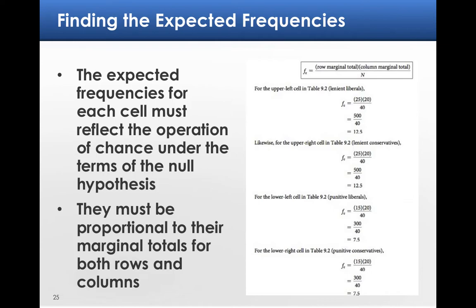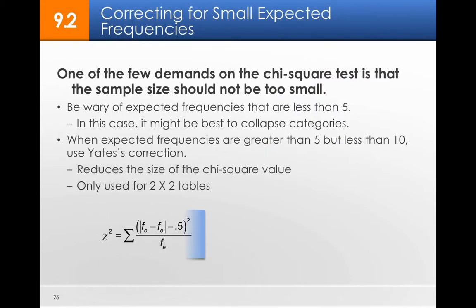When we're finding expected frequencies for each cell, they have to reflect the operation of chance under the terms of the null hypothesis. So they have to be proportional to their marginal totals for rows and columns. We've got an example here to the right.